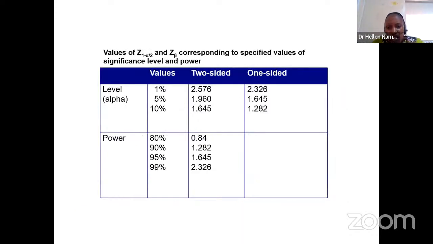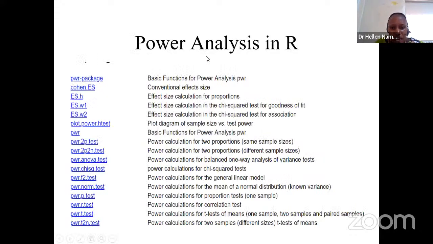So this is already given data that we have for the level of significance, that is alpha, with the different values: the 1%, the 5%, and then the 10%. We commonly use the 5%. And then the power, the commonly used one is 80%, but you can go up to 99%.